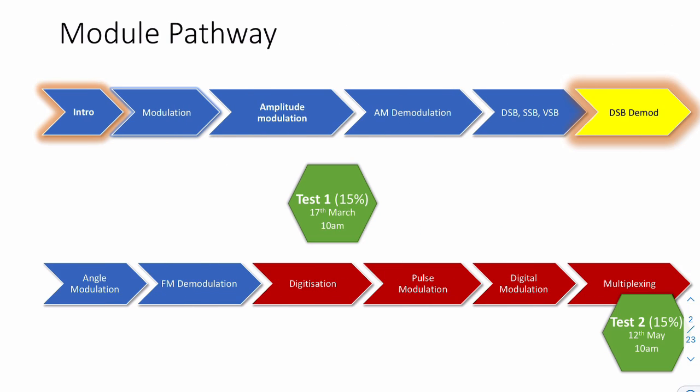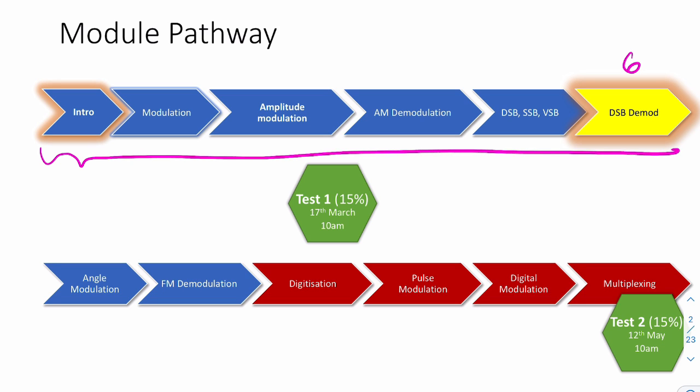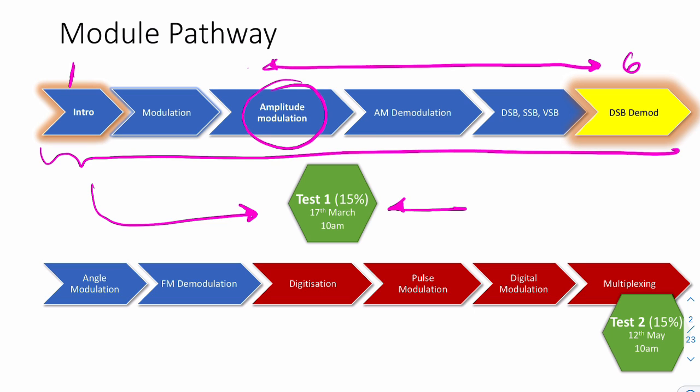Just as a reminder of where we are at, we are currently at lecture 6. This is the last of the 6 lectures which will be included in the test on the 17th of March. These first 6 lectures, from 1 to 6, all talk about amplitude modulation, and the first 2 were simply to introduce the idea of a communication system and modulation.